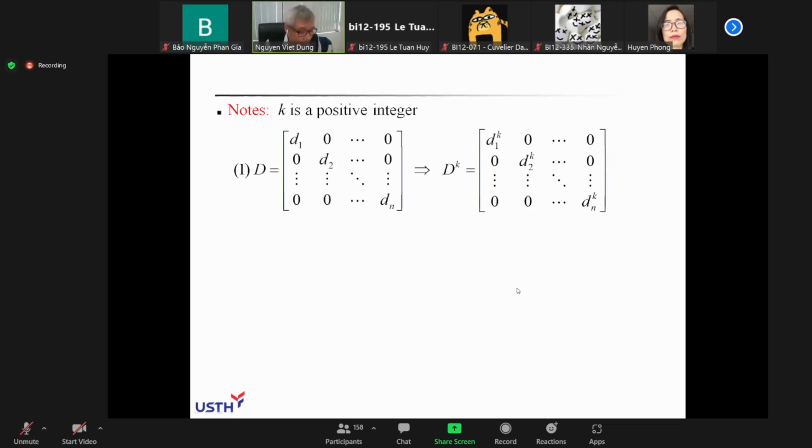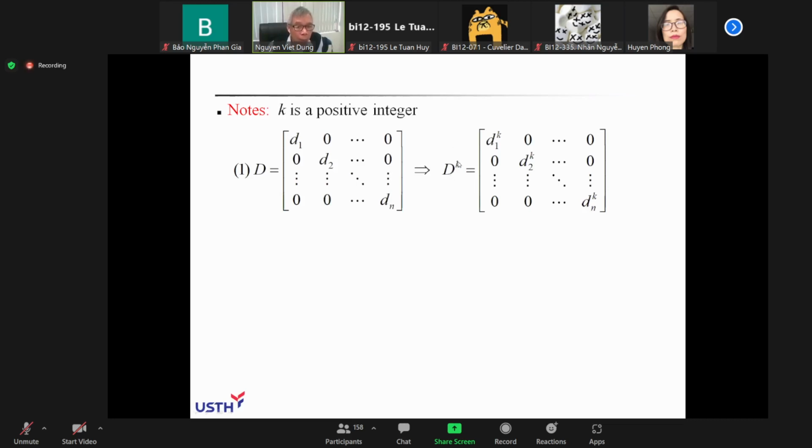And next, I explain to you what I explained already by the end of lecture number 6. That is the advantage of the diagonal matrix. Suppose that D is a diagonal matrix, then D to the power k will be like that. Here k is a positive integer.